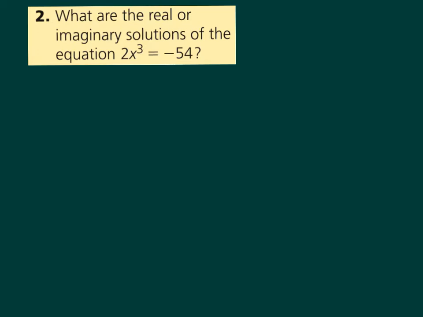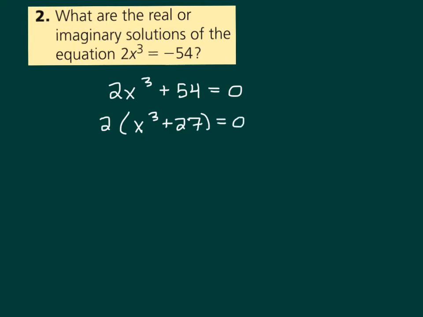What are the real or imaginary solutions of this equation? The first step is to get it set equal to 0. 2x cubed plus 54 equals 0. So we factor out a 2, leaving me with what? x cubed plus 27. That equals 0. The number 2 is obviously never going to be 0. It's always going to be 2. So we need to focus on this one.